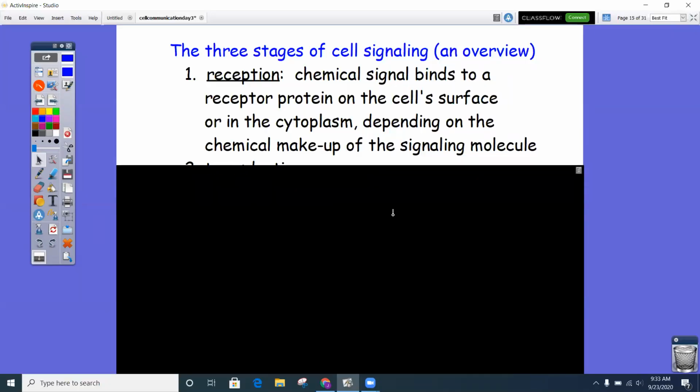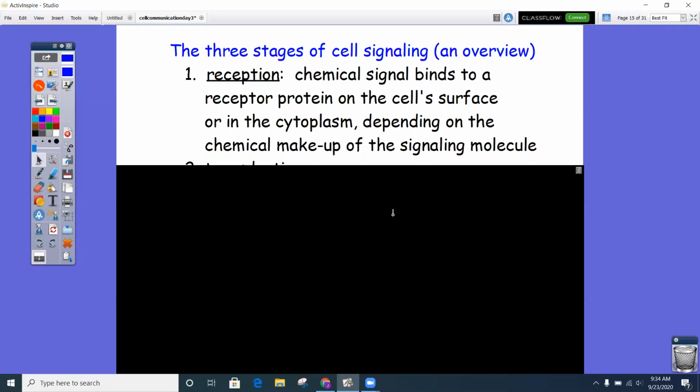Okay, so let's go through what happens in each of these stages. Now, really today, we're just doing an overview on these 3 stages because what we're going to learn about over the next few days are specific pathways. We are doing the steroid hormone pathway today, which is pretty easy and straightforward. But then either Thursday and Friday or Friday and Monday, you're doing the G protein pathway and the receptor tyrosine kinase pathway, which are more detailed, so you kind of have to have an overview of what's going on there.